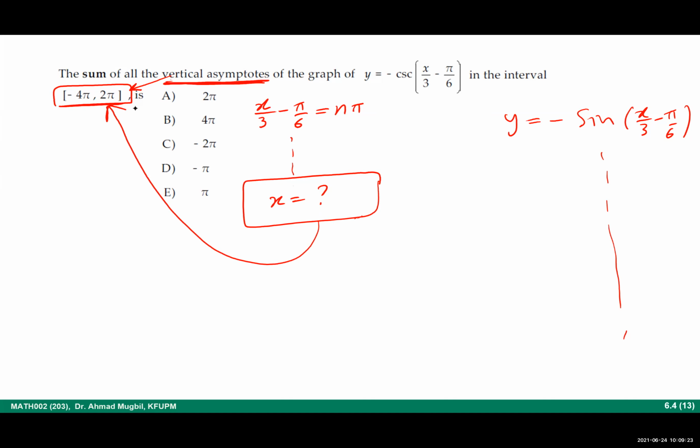So do whatever, ya shabab, you want by solving this algebraically or geometrically. Geometrically, we have showed you 3 or 4 examples, so you can do that. What I will do, I will solve it algebraically for you, but not now, after you finish. I give you the hint, you can now solve it.